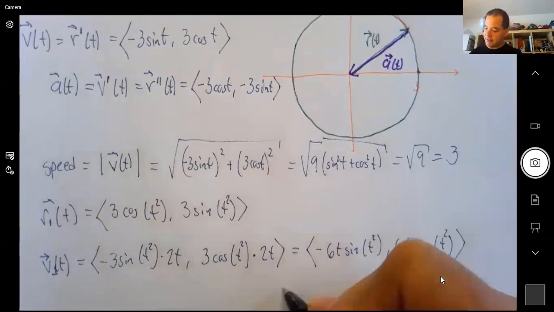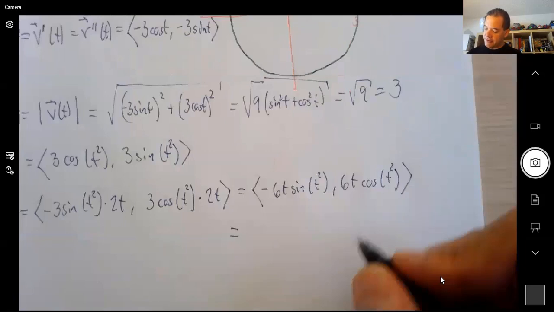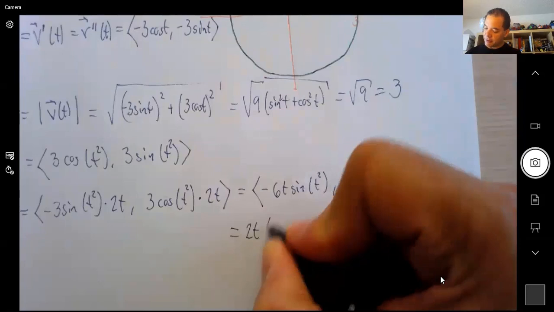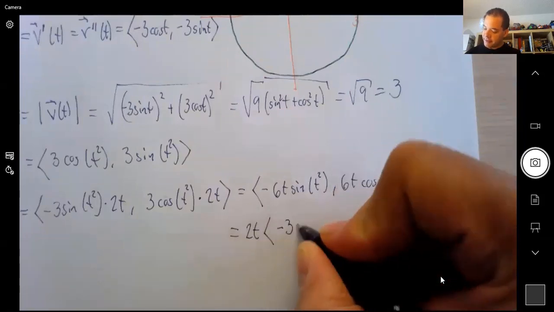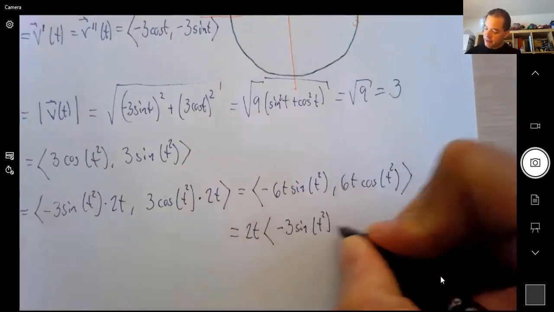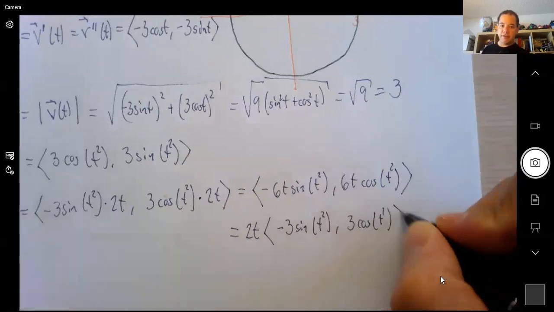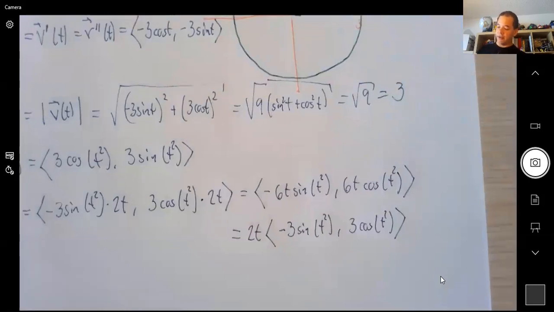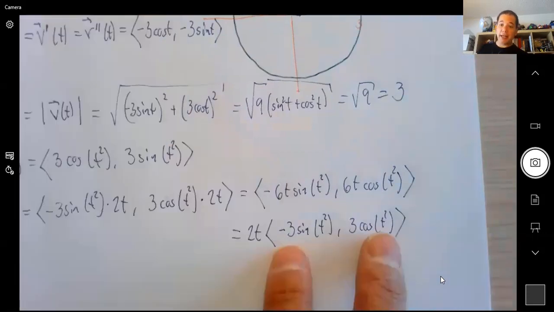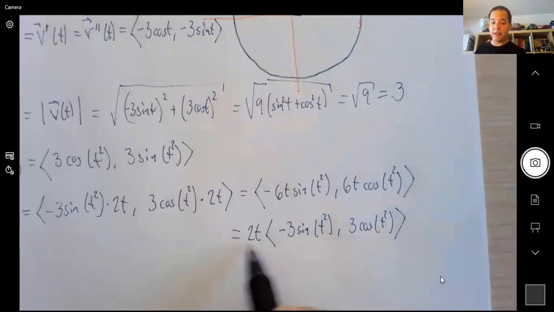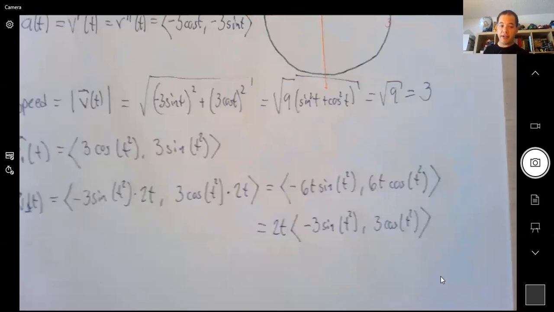And let me write it like this so you get to appreciate. So this is 2t times (-3 sine t², 3 cosine t²). And I'm writing it like this because this is a unit vector. This one is a unit vector, this one is not. So if we calculate the speed, you'll see here that the speed increases, right? Because this is a unit vector and we're multiplying it by 2t at every time.